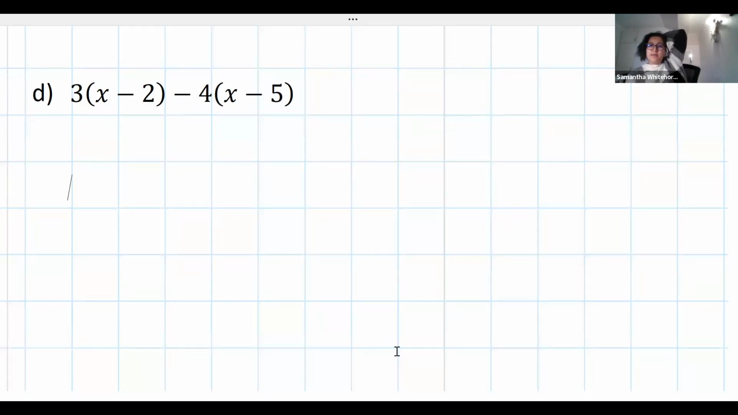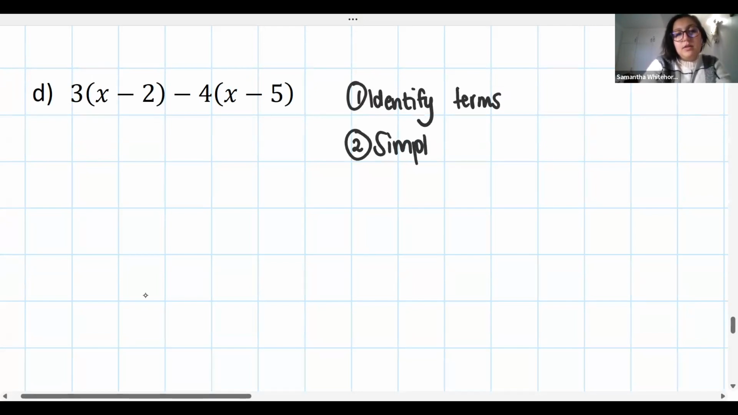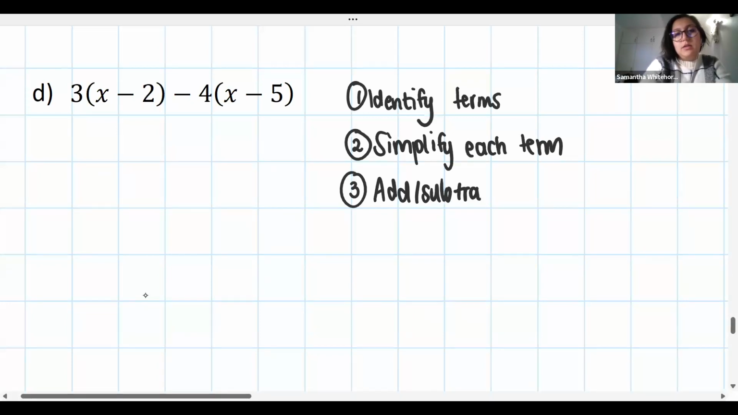Alrighty, so you're trying this one. What I will do is I'll write the 3 steps down again for you, just in case me writing it down several times already is not enough. So step 1, identify your terms. Step 2, simplify each term. And your 3rd and final step, add and subtract your like terms.